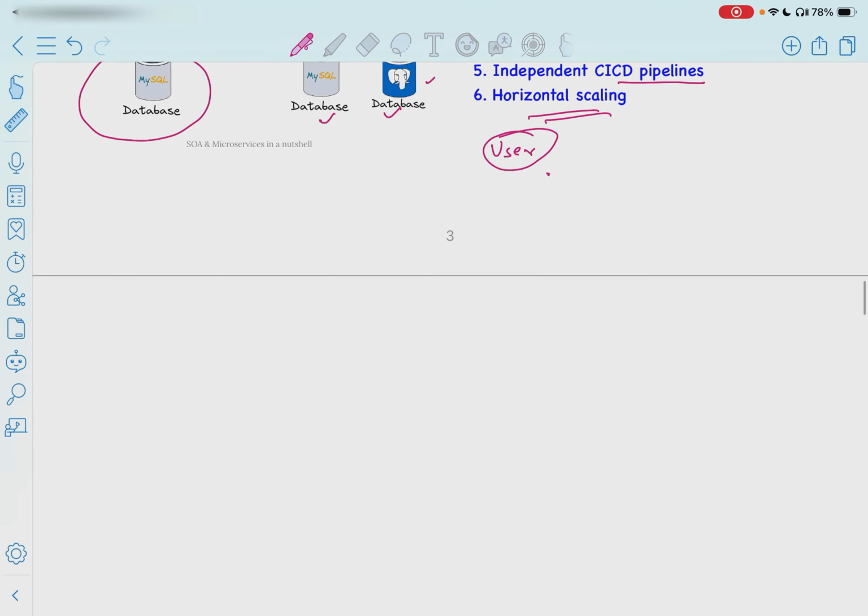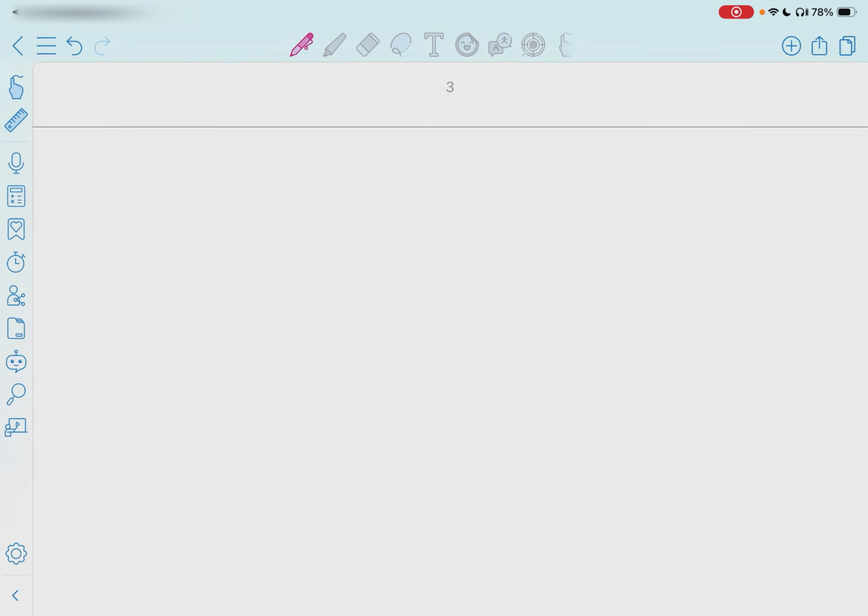So let's see what drawbacks microservices have. Okay, we will see microservices drawbacks. And if you are trying to pick microservices architecture and implement these 11 services in just 2 months, I think you are wrong. So we will see what the drawbacks are.